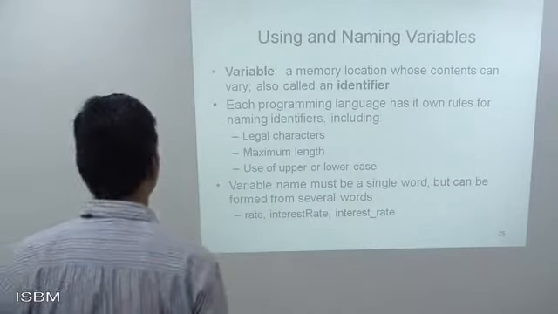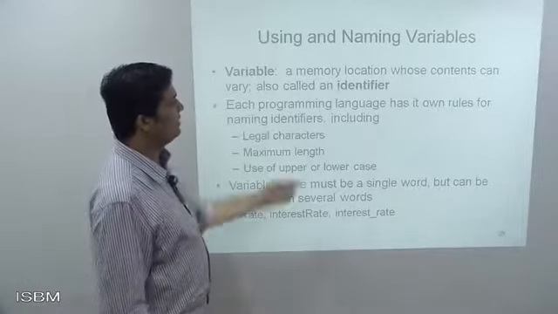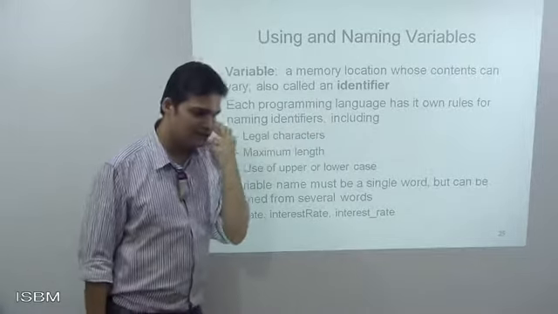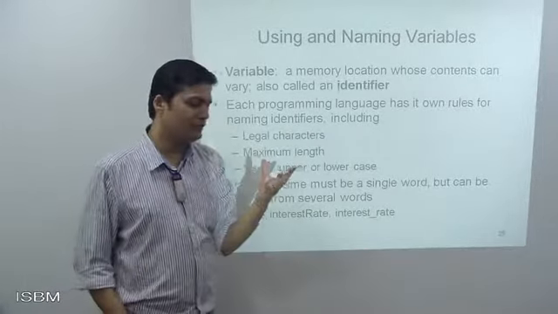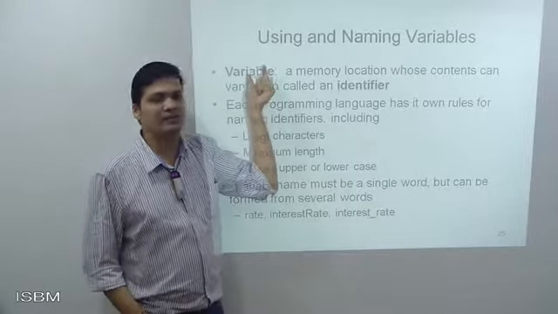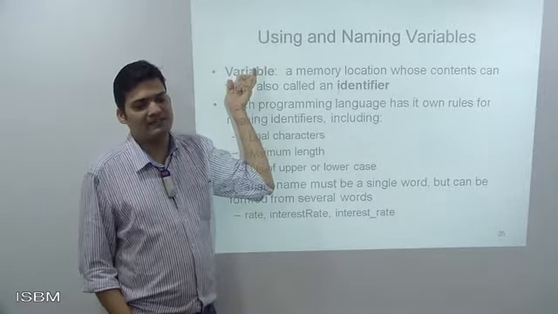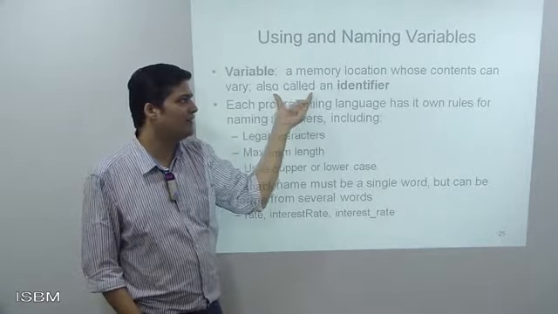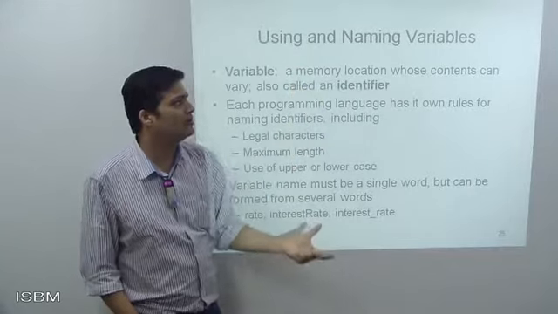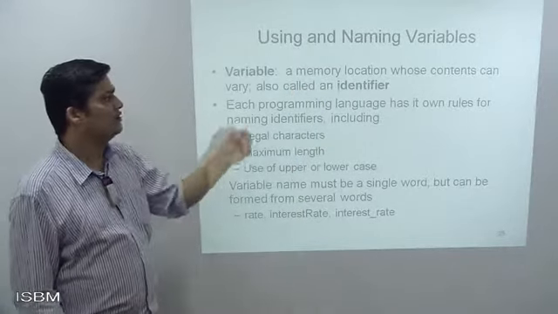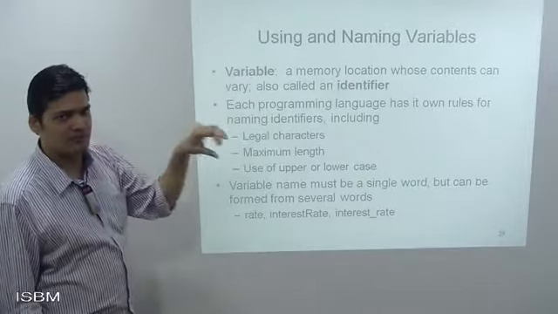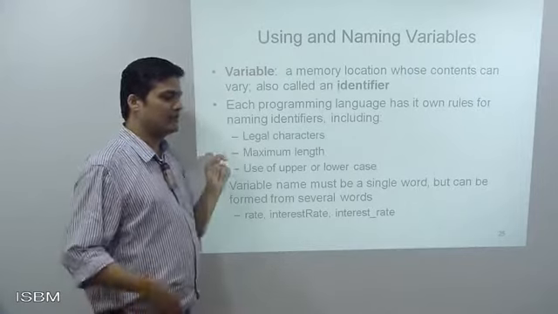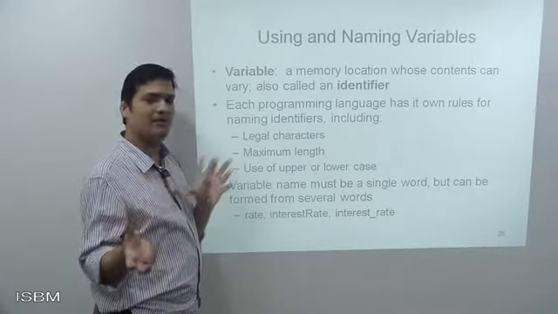So variables. A variable is a memory location whose contents can vary, also called an identifier. It depends on what number you want and what the size of the memory is; on the basis of that you create a variable. A variable is nothing but your space in the memory which is identified by an identifier. We put the variable over there, calculate the number and put it over here.